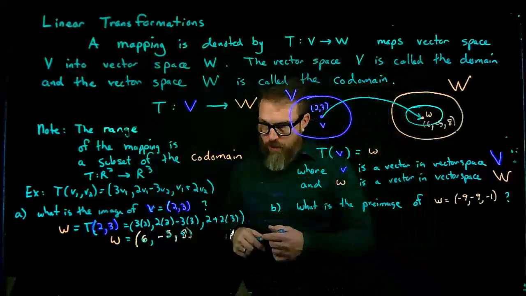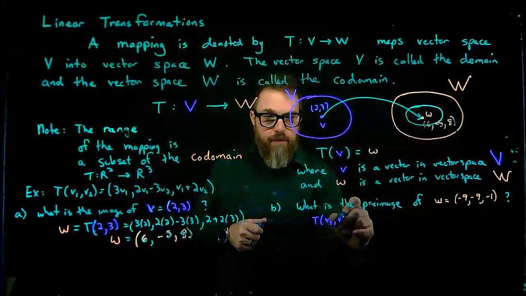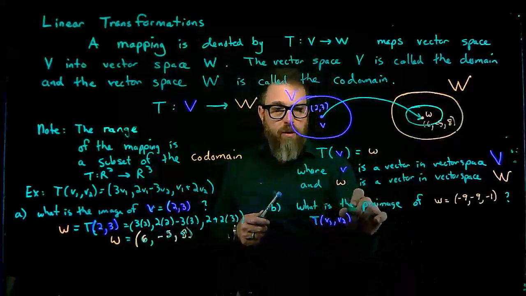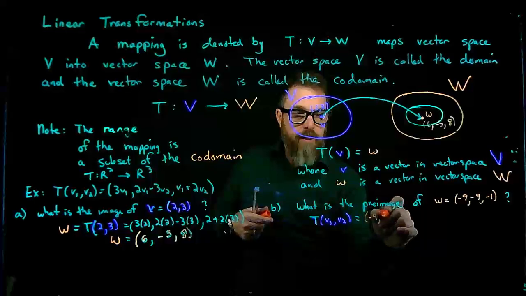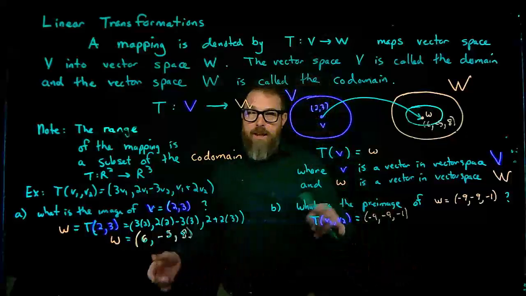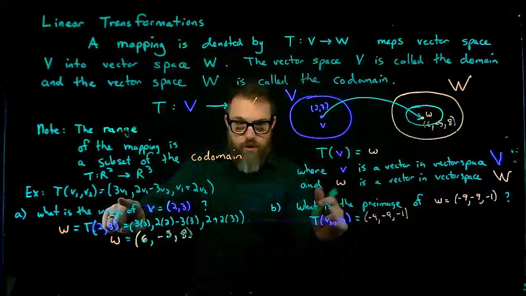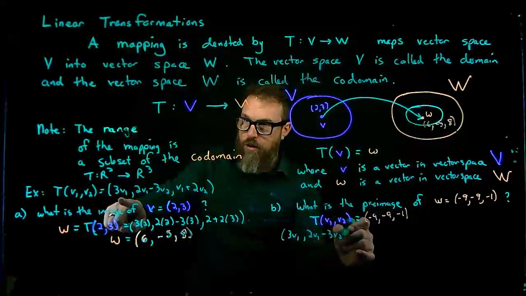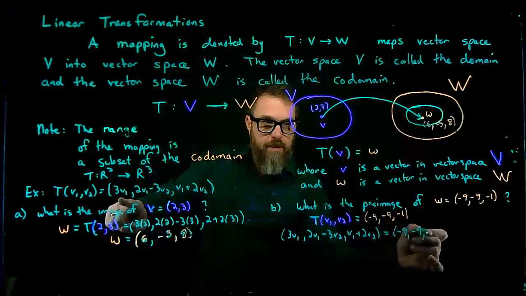So let's find the preimage. What it says is that T of (v1, v2), our transformation, is going to equal this vector, minus 9, minus 9, minus 1. Solving for this, I know the function rule, the linear map: T of (v1, v2) is equal to (3v1, 2v1 minus 3v2, v1 plus 2v2), and that is going to be equal to (minus 9, minus 9, minus 1).